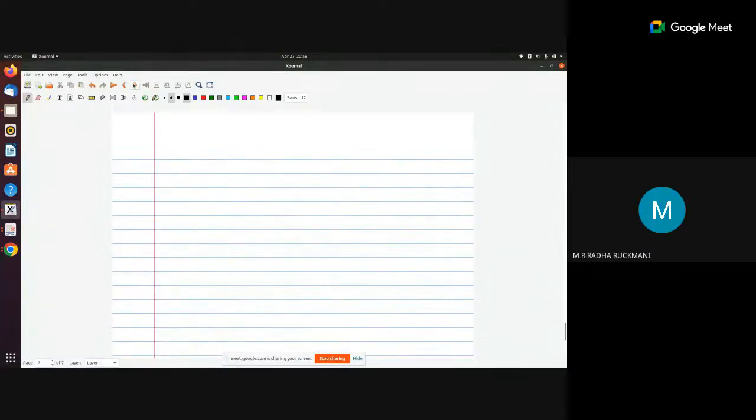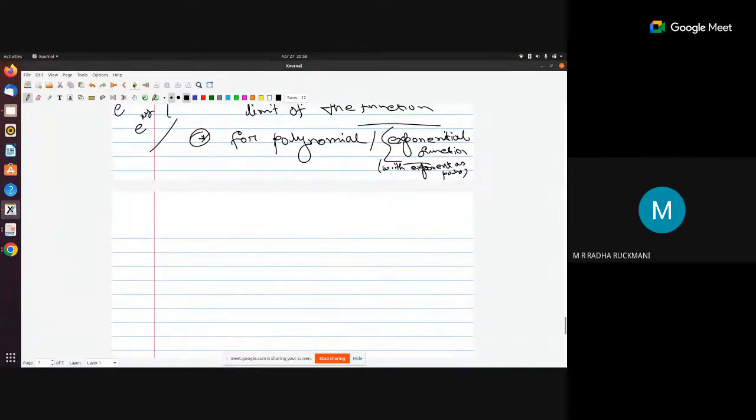Sir, if it is sine of 1 by x square plus y square only, then how do we check that, sir? I have said sine of 1 by x. For this, does the limit exist? Extending to 0, it does not exist. So this limit does not exist, we cannot conclude, because this function does not exist at all. Multivariable also, the same.